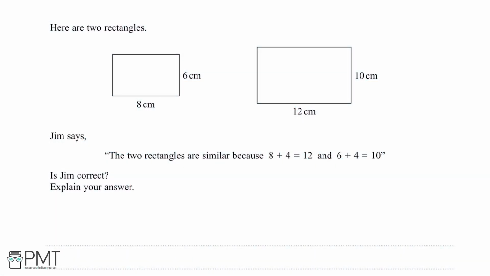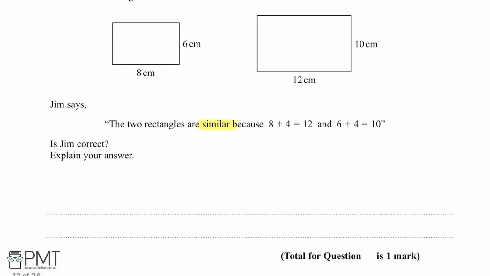Here are 2 rectangles. Jim says the 2 rectangles are similar because 8 plus 4 is equal to 12 and 6 plus 4 equals 10. Is Jim correct? Explain your answer. So in order for 2 rectangles to be similar, each side length must be a multiple of the corresponding side length on the other shape. However, Jim has added 4 to each side length rather than multiplied each side length. So therefore, Jim is not correct because he has added the number to the side lengths rather than multiplied them.